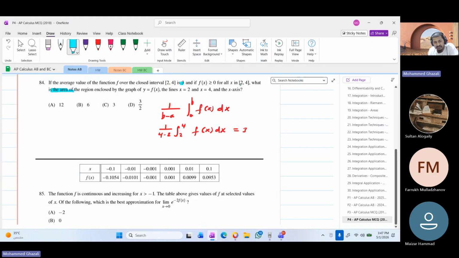f of x is positive, and the area in the x equals 2, x equals 4, there's 2 and 4. So what's the area of the region? Area of the region is integral 2 to 4. Yeah, that's it. 3 times 2, 6. That's half here. So area is equal to 6. Easy.